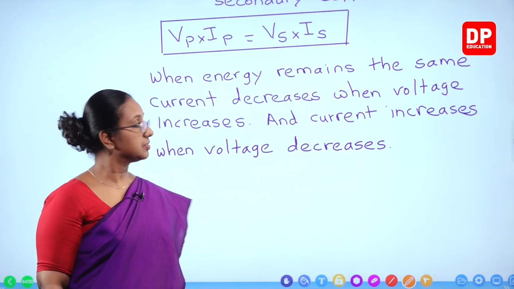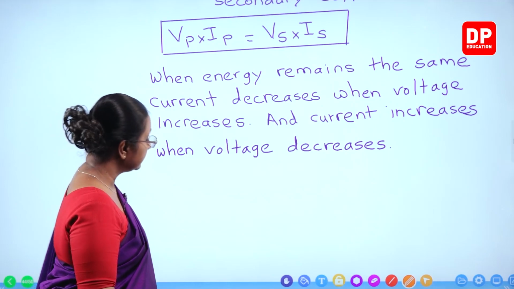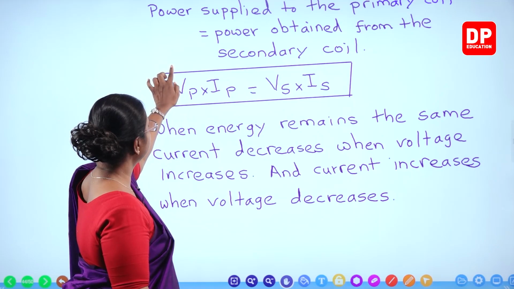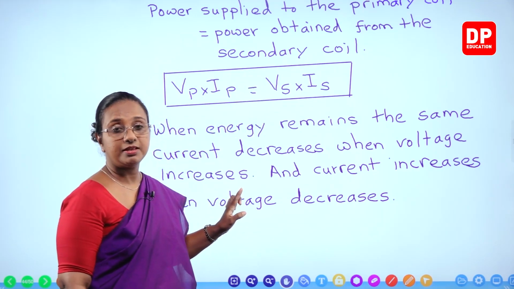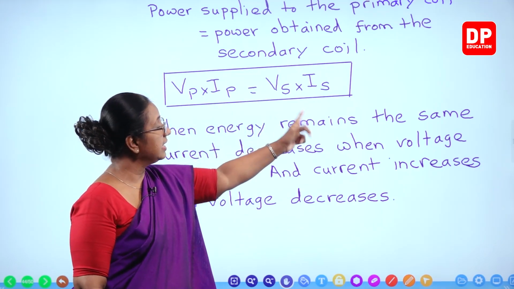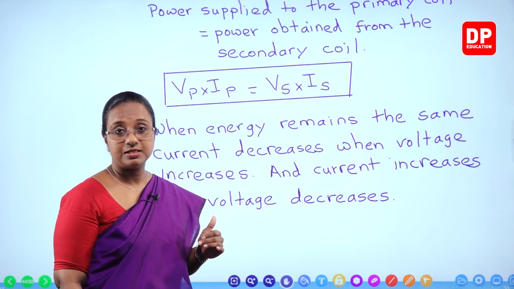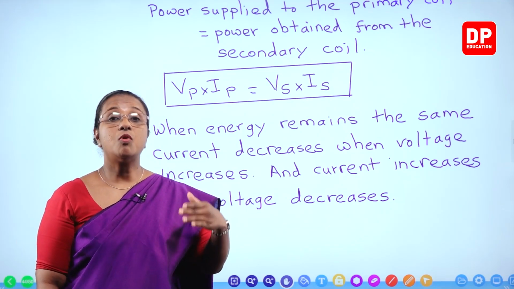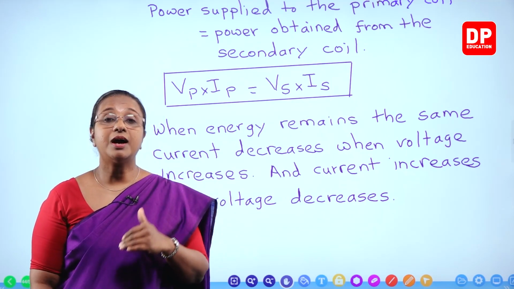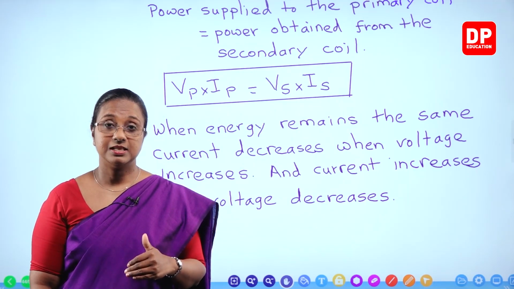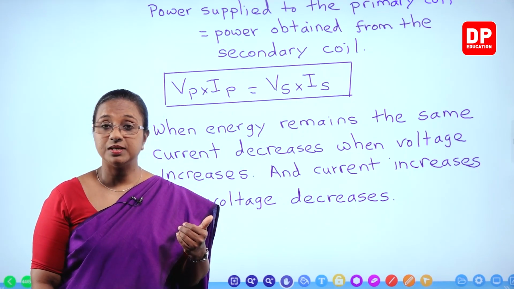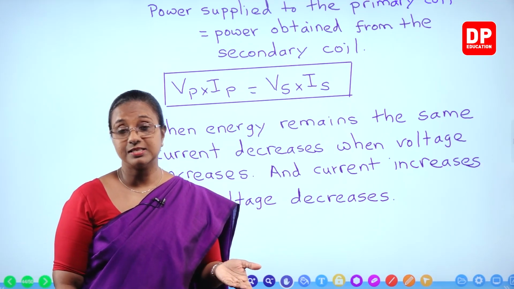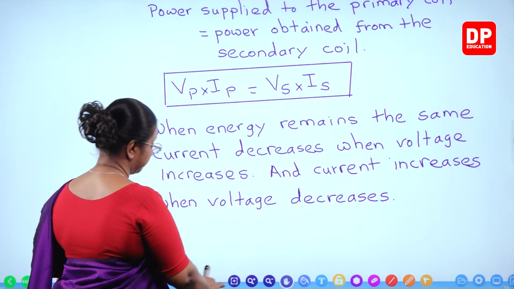Is that clear, students? Because the energy remains the same, this is constant. So you can see when Vp to Vs, Vs increases, so the Ip to Is, Is should decrease. Is that clear? So in a step-up transformer, voltage increases, but the current output decreases. In a step-down transformer, voltage decreases, then the output current increases. So you have to remember that.